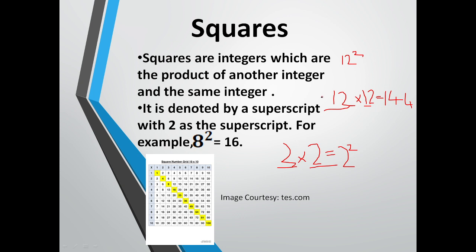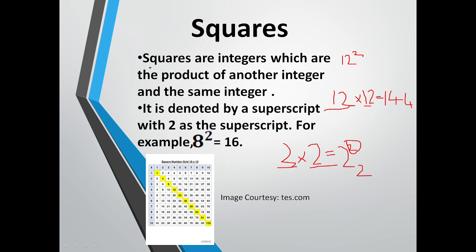Okay, so I hope you understood. It is denoted with 2 as a superscript. For example, 8 squared equals 16. You don't need to know about superscript and subscript. Just know that superscript means in the above part, subscript means in the lower part, like this. Subscript is another different thing, and you don't need to worry about it.